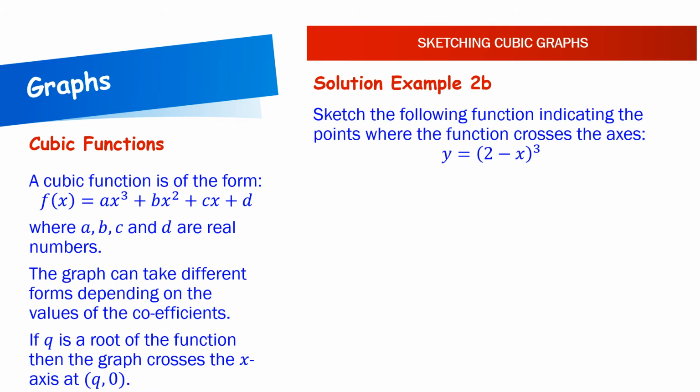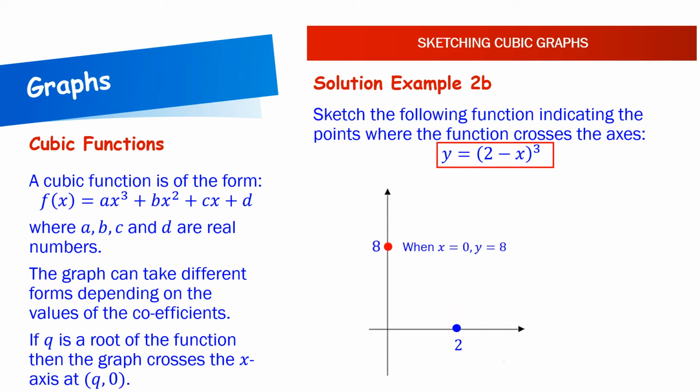And now for example 2b. We are required to sketch y equals (2 minus x) all cubed, indicating the points where the function crosses the axes. So let's try sketching this. When y equals 0, x equals 2. And when x equals 0, y equals 8.